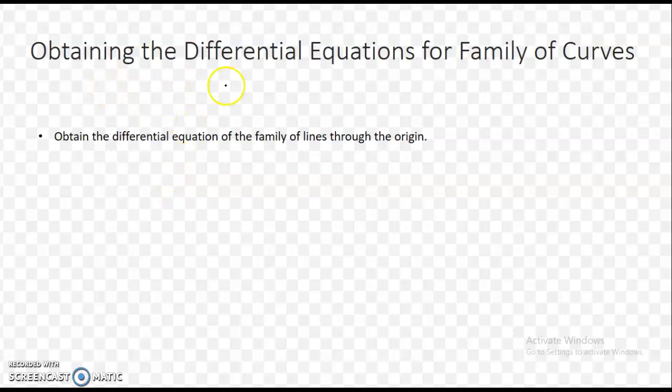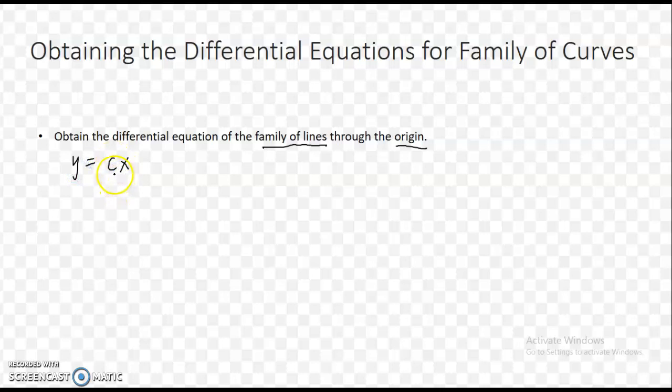Let us proceed now for obtaining the differential equation for family of curves. Example, obtain the differential equation of the family of lines through the origin. You have the family of lines passing through the origin. Think of an equation that you're going to use according to the given. We can use y is equal to cx.